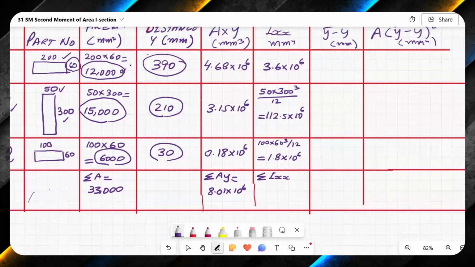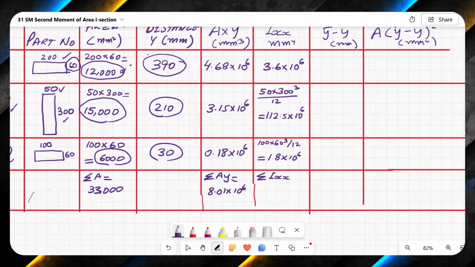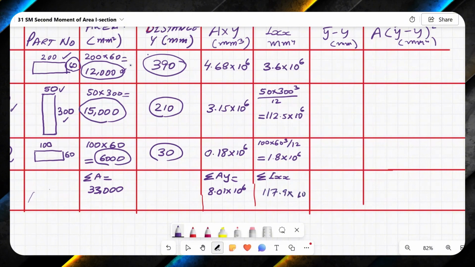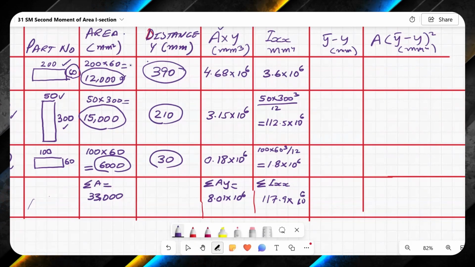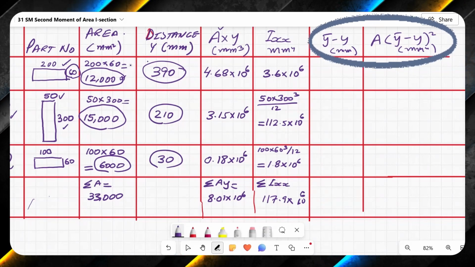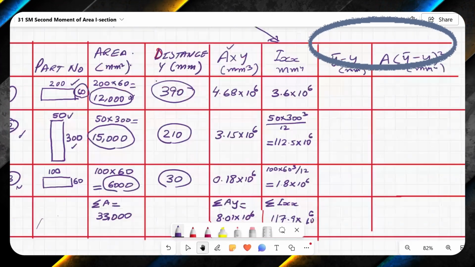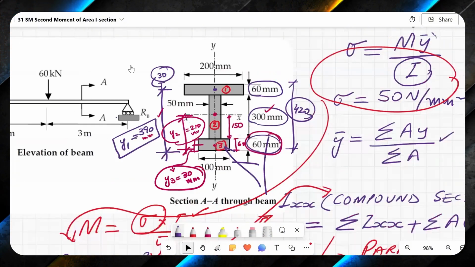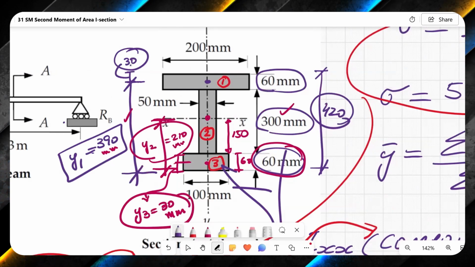And now I have to sum up these values. 3.6 plus 112.5 plus 1.8. I'm getting 117.9 into 10 raised 6. Once I've got these values, then I have to find out, first of all, y bar. Here, I need y bar over here, but I don't have y bar. Y bar is distance from centroid of the entire shape. If I go back here, this is distance from center of this entire shape to bottom.